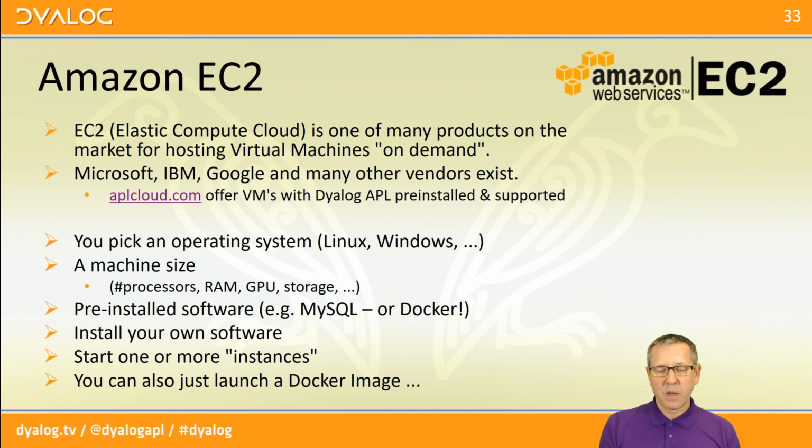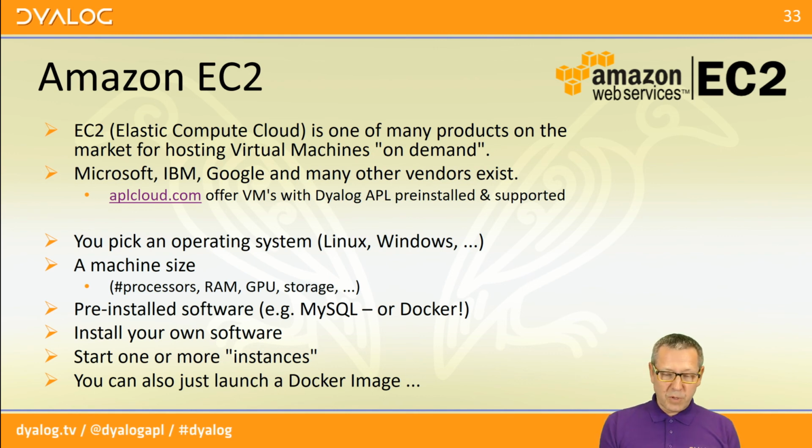Microsoft, IBM, Google, I think there are dozens now of other vendors who all compete on differing parameters. You can actually get Amazon services through aplcloud.com, who are one of our partners in Atlanta. They offer VMs pre-built with Dyalog pre-installed and a way of paying the license fees to Dyalog on a monthly basis. We have an agreement with them for providing that. We're still working on how we properly license APL for use on virtual machines. And that's getting very urgent now with this technology where it's become so easy to do.